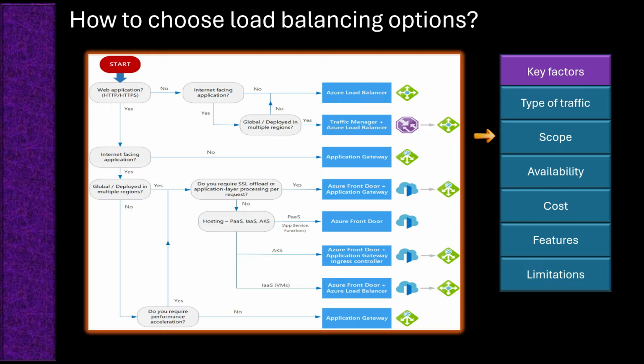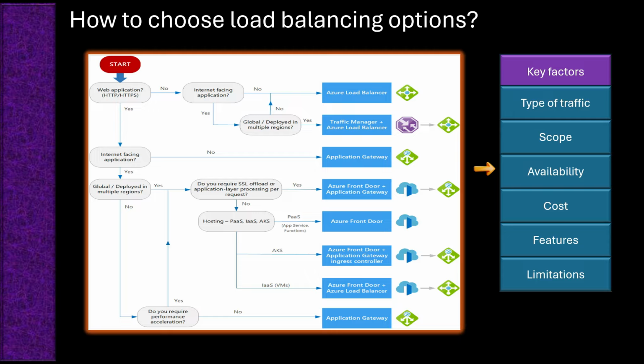Then think about where you need the load balancing to occur. Are you balancing traffic within a single Azure region or across multiple regions? If the goal is to manage traffic between virtual machines or containers within a single virtual network, a regional load balancer might suffice. However, if you are aiming for geographic redundancy or global distribution, a solution that supports cross-region load balancing is necessary. Then, assess the service level agreement for each load balancing service.